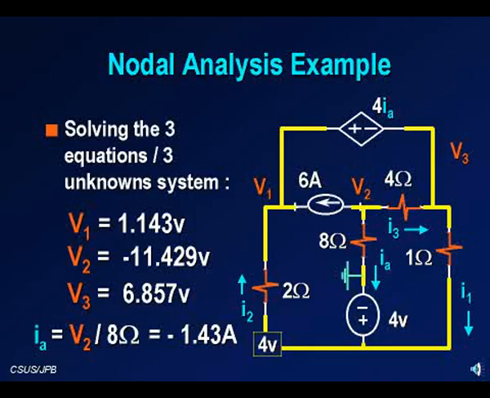But having solved these equations, we'll calculate the node voltages, V1, V2, and V3. And that's pretty much it, you're almost done with the full solution to this problem. And then we can calculate IA, which is simply V2 over 8. And the problem is solved.